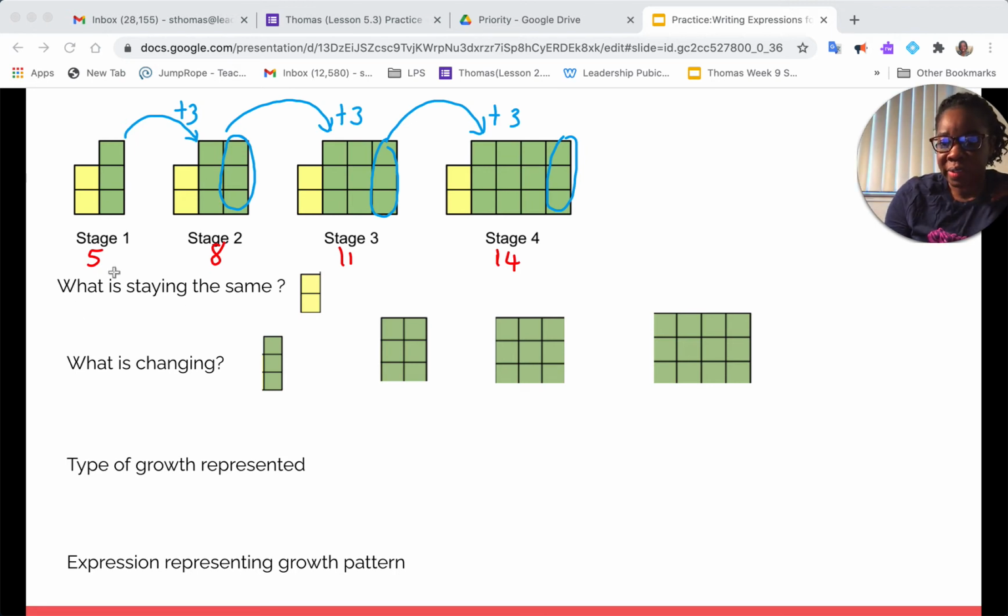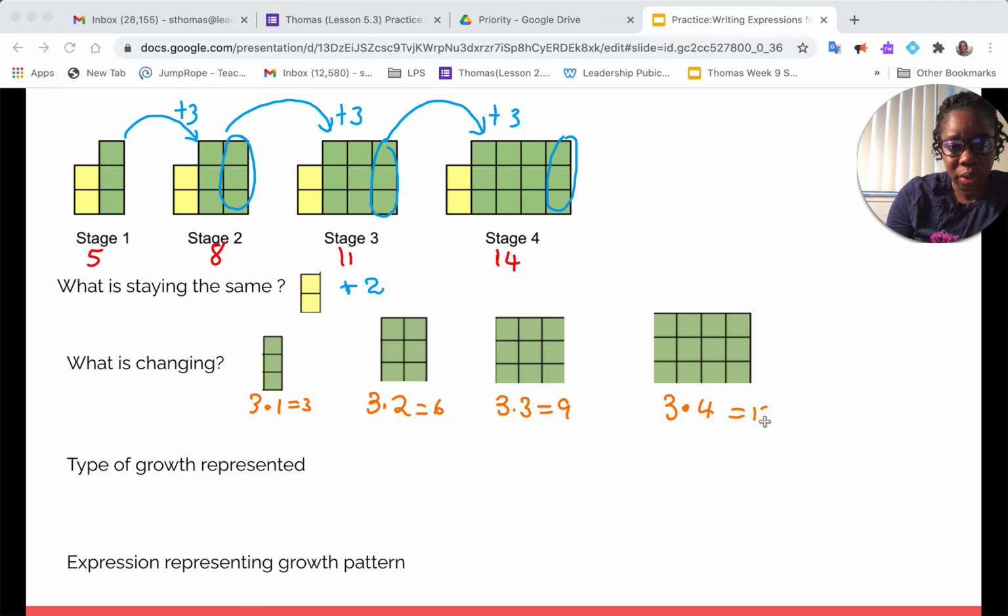Another thing I'm noticing is that that yellow portion that stays the same, I can refer to that as a +2. And that's going to be constant. And for the portion that's changing, I notice there are actually multiples of 3. So the first one is going to be 3 times 1. The next one is 3 times 2. This is going to be 3 times 3. And this one is 3 times 4. All right, so that's going to be equal to 3. That's equal to 6. That's equal to 9. That's equal to 12.